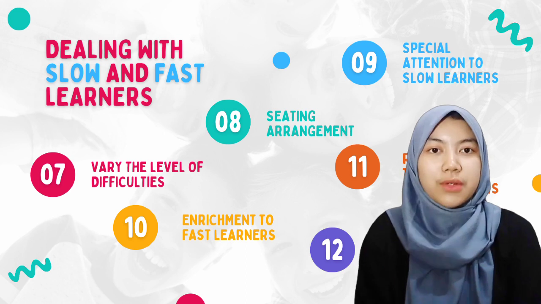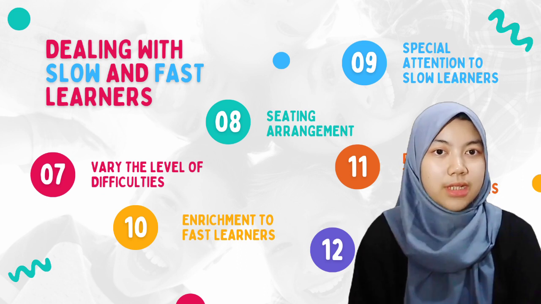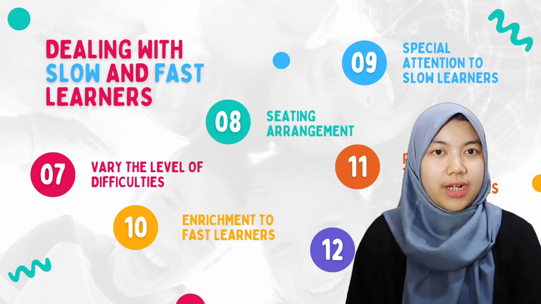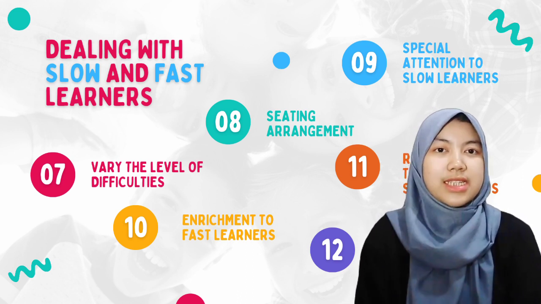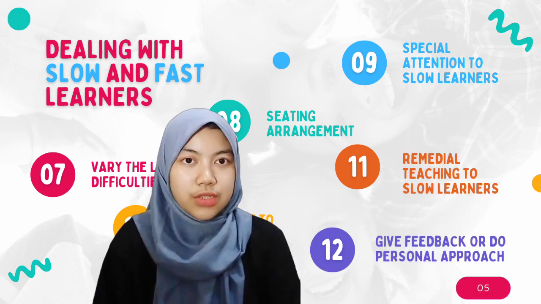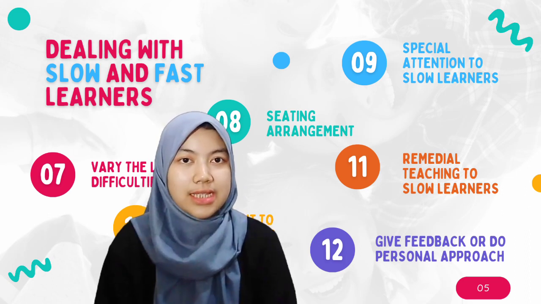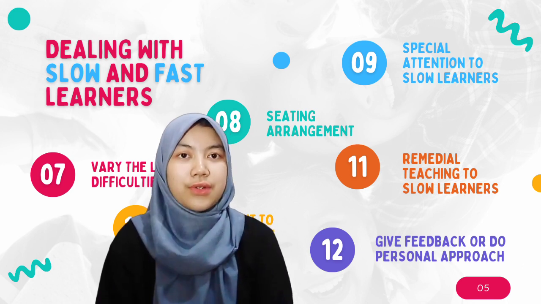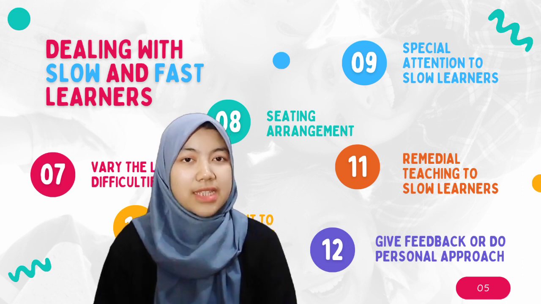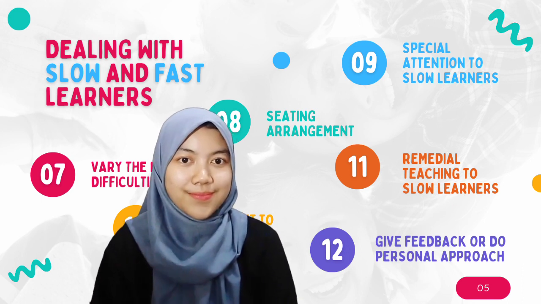Number 9, give special treatment or attention to the slow learners. Well, sometimes the slow learners need more attention or treatment when they are in trouble or have a problem. And 10, give enrichment or extra exercises to the fast learners. This can be done to increase their ability. 11, give remedial teaching to the slow learners. So the learners can realize what the mistakes in their task or assignment are.